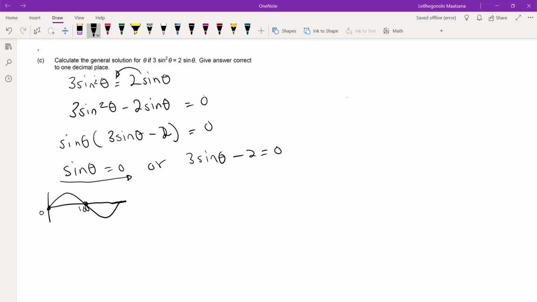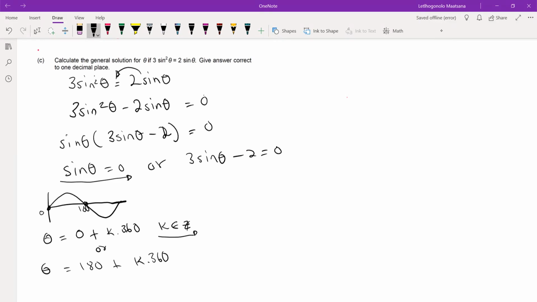So for sine theta is equal to 0, our general solution would say theta is equal to 0 plus k times 360, where k is an element of integers. Or we can have theta is equal to 180 plus k times 360. Again, k is an element of all integers.